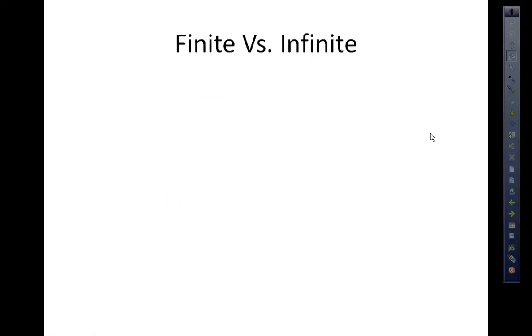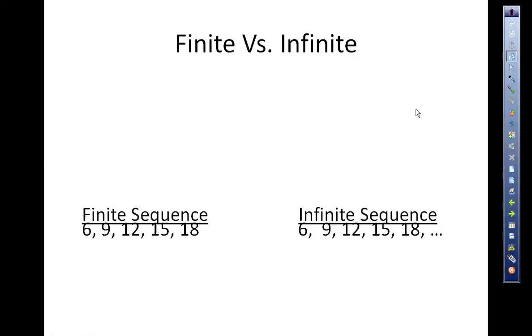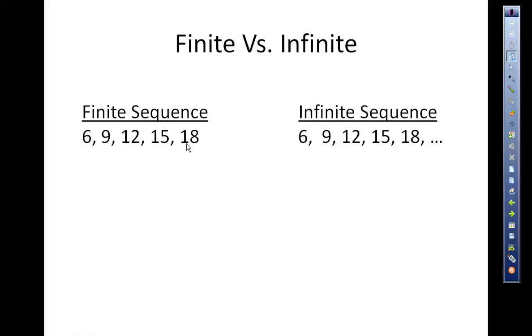All right? So let's look at a couple of things compared to each other. Finite versus infinite. So here we have a finite sequence, 6, 9, 12, 15, 18. It stops. It has 5 terms. We know exactly what's in there. An infinite sequence, same pattern, 6, 9, 12, 15, 18, and so on. It keeps on going. Those numbers are never going to stop. We're going to keep adding 3, adding 3, adding 3 over and over again. It's never going to stop.